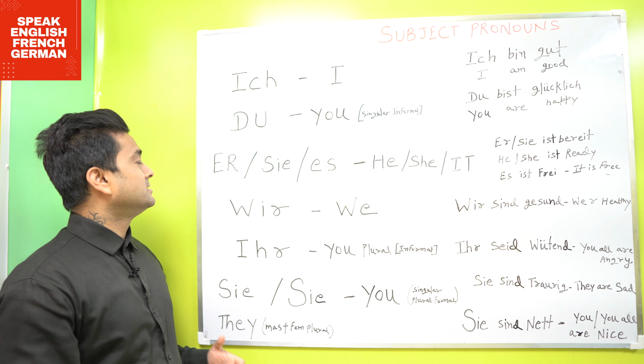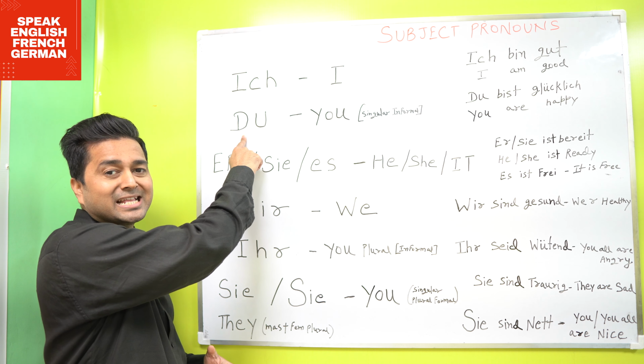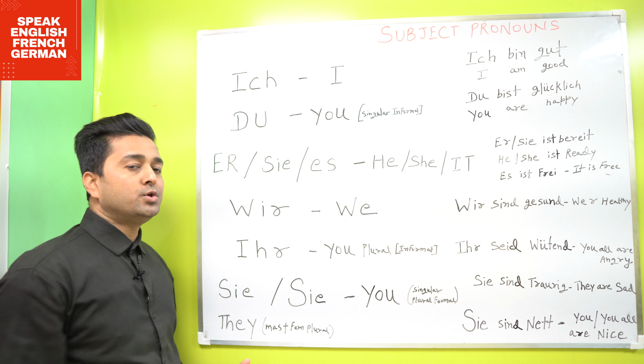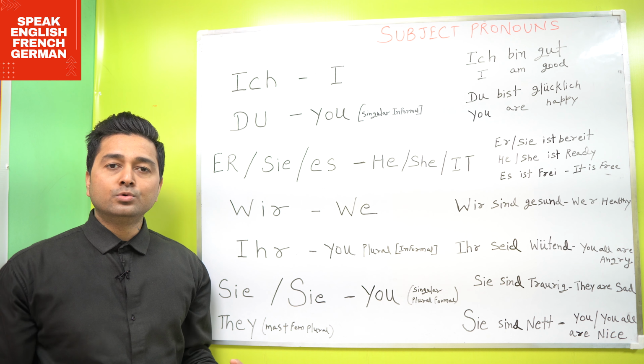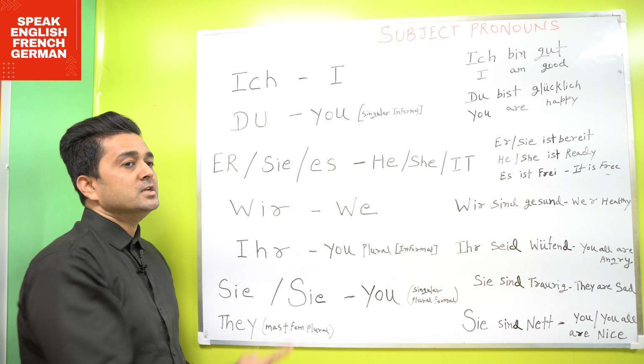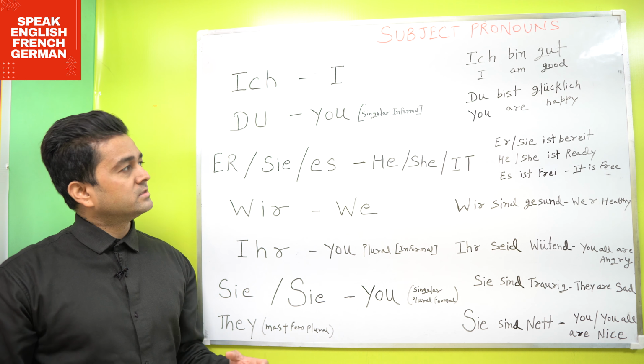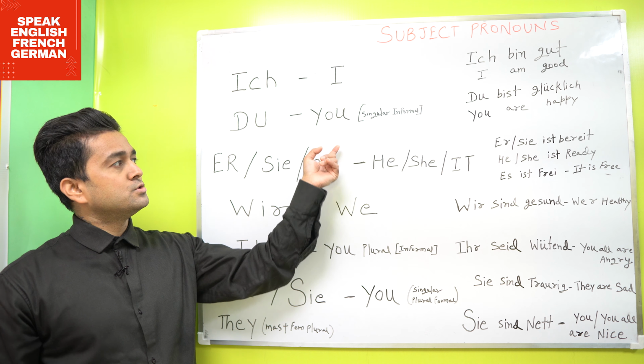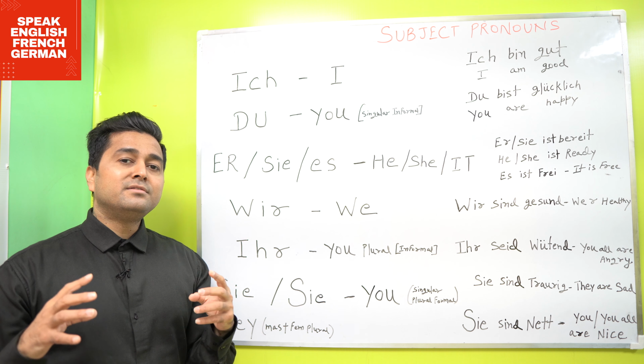So now let's learn the second subject pronoun. Here you can see du, D-U. How we pronounce du, that means you. So here you have to keep in mind one thing, this du, you, is singular informal.